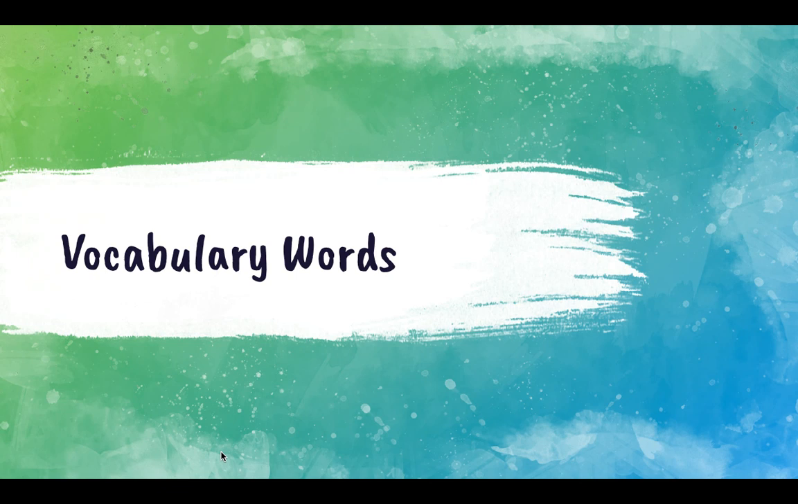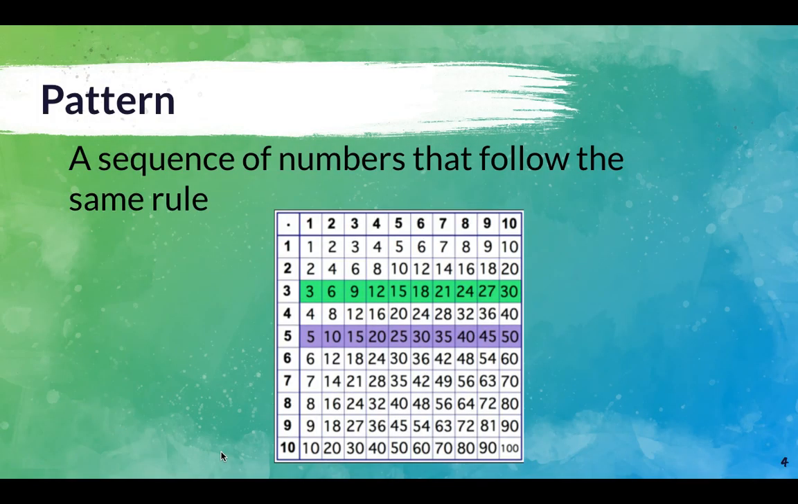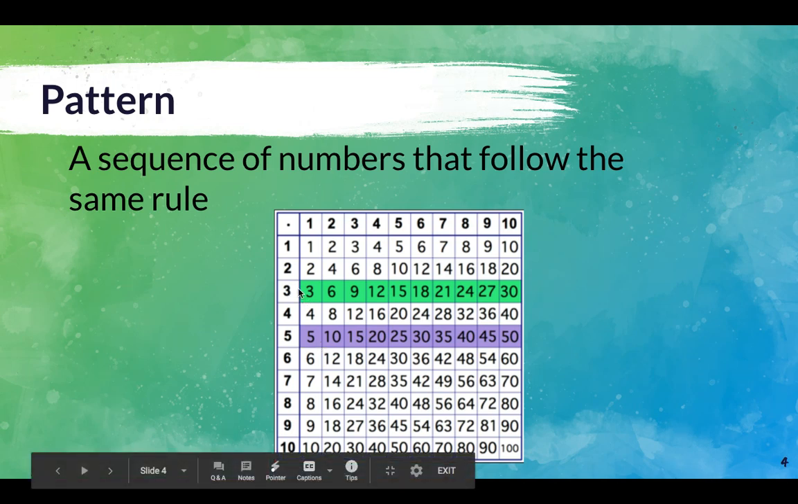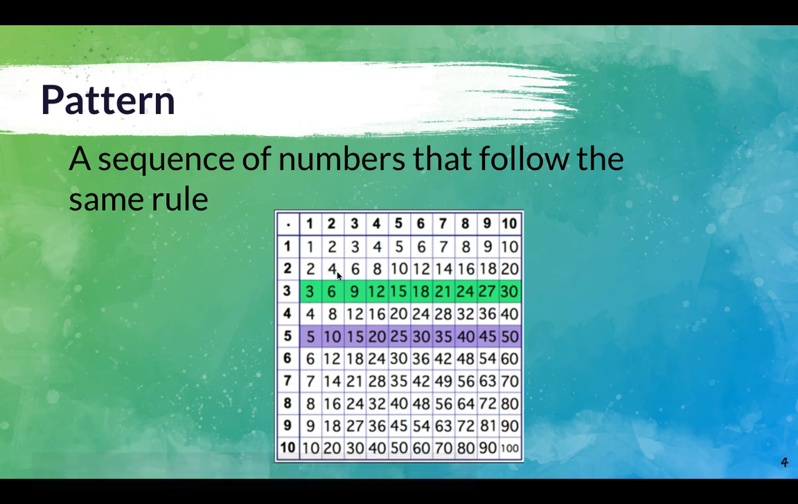So now we're going to go into our vocabulary words for this standard. The first word is pattern. It's a sequence of numbers that follow the same rule. So let's just look at what's in green. If I go from 3 to 6 to 9 to 12, well, I'm actually increasing. I'm getting higher, and I'm increasing by 3. So that is one of the rules. For the highlighted in green, one of the rules is increase by 3.